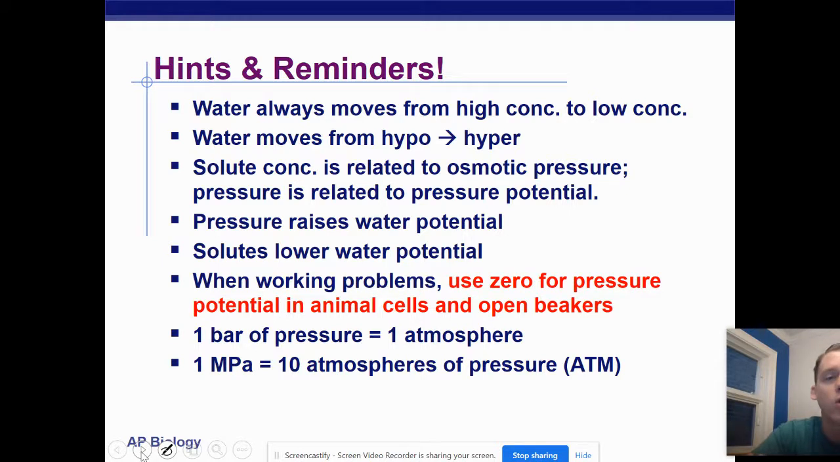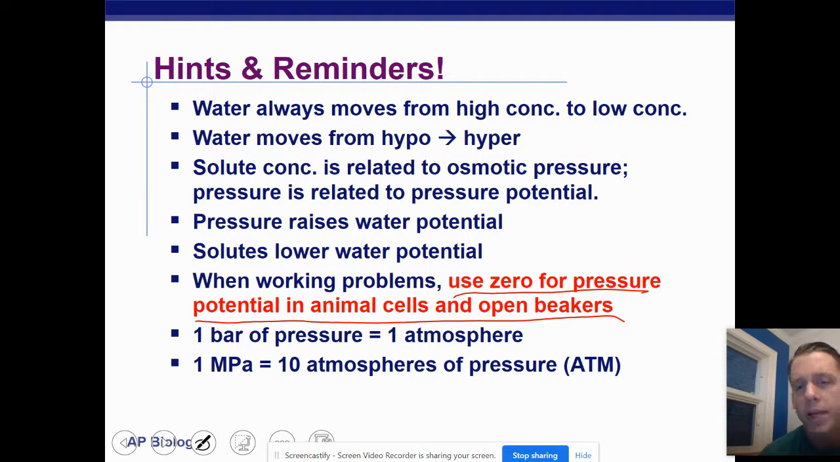Pressure raises the water potential, solutes lower it. And when working problems, use 0 for pressure potential in animal cells and in open beakers. We're never really going to deal with pressure in animal cells. It doesn't happen very often. Open beakers are always 0 as well. And then we already went over this. A bar is the same as an atmosphere.